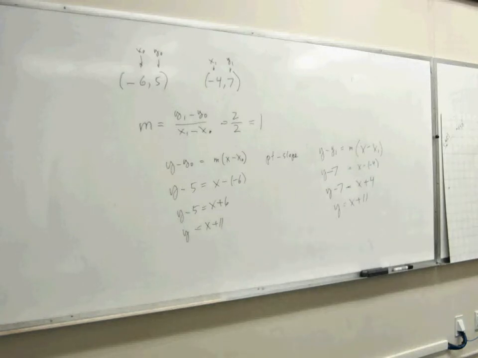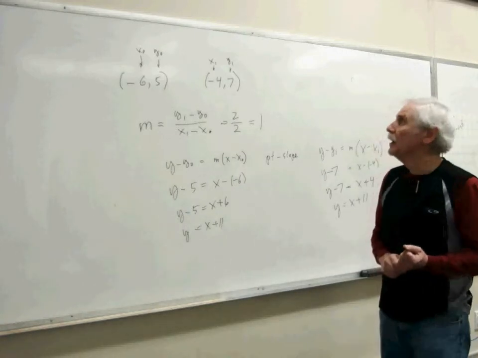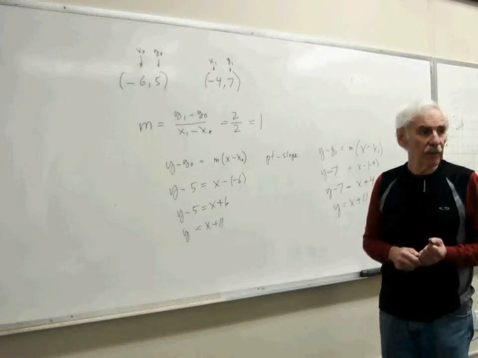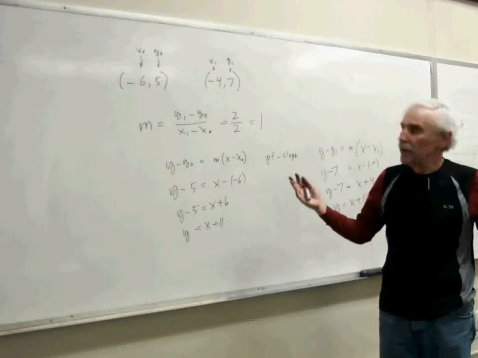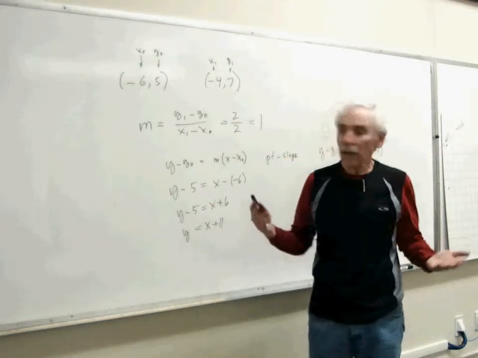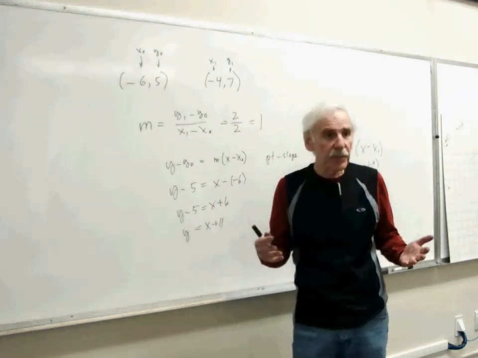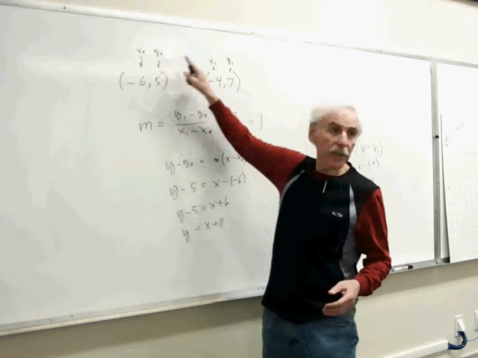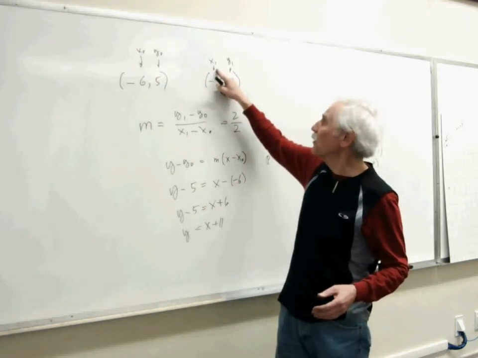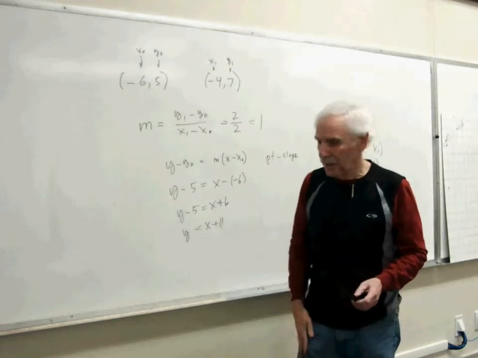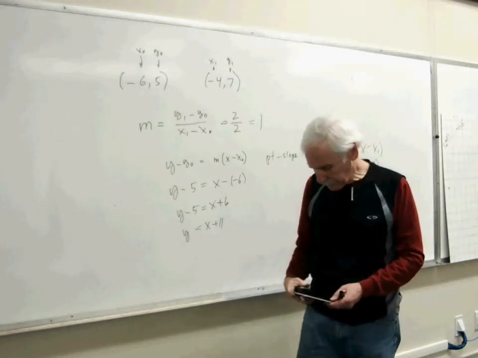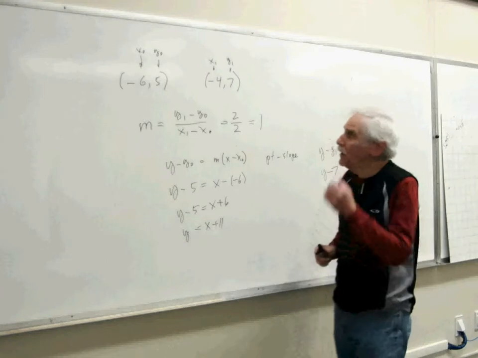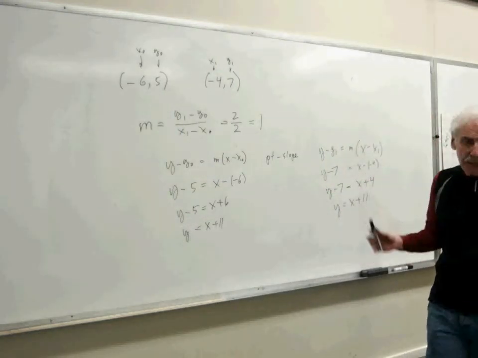When I learned it last semester, it was always x1, y1, x2, y2. I guess it doesn't matter. Right, it doesn't really matter, it's just a placeholder. Yes, this is an index, just a subscript. I could have said x Alice, y Alice, x Bob, y Bob. You can put any index you want on there. Okay, so that's that part.